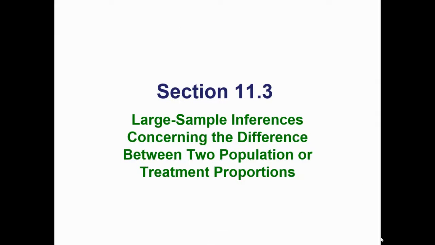Okay, 11.3. Large sample inferences concerning two population proportions or treatments. Okay, this example that we're going to focus on today in this section to me is kind of interesting. I wonder if it really does work. It's gross but interesting at the same time. Okay, so we're going to set the stage with an example, but then we're also going to do a hypothesis test later on at the end of class with this same example.